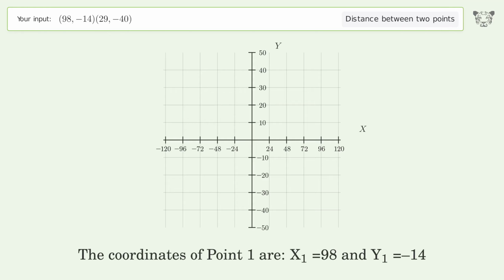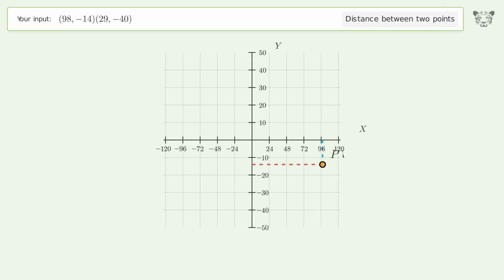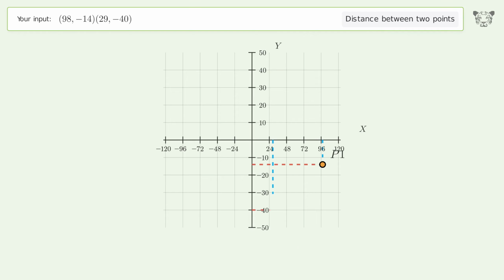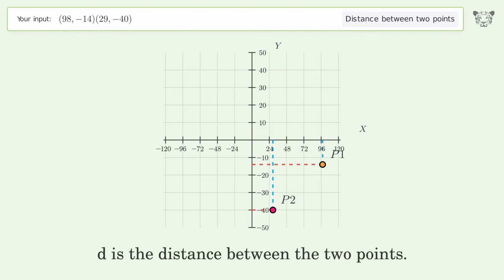The coordinates of point 1 are x1 equals 98 and y1 equals negative 14. The coordinates of point 2 are x2 equals 29 and y2 equals negative 40. D is the distance between the 2 points.